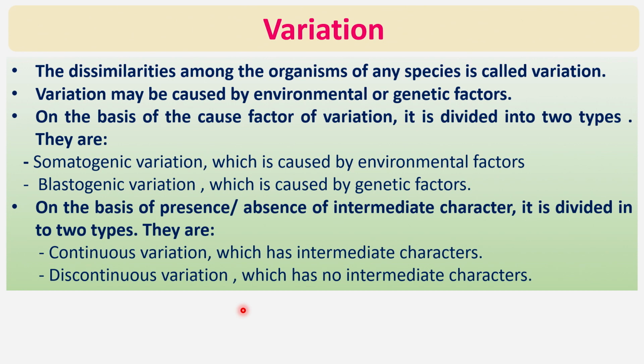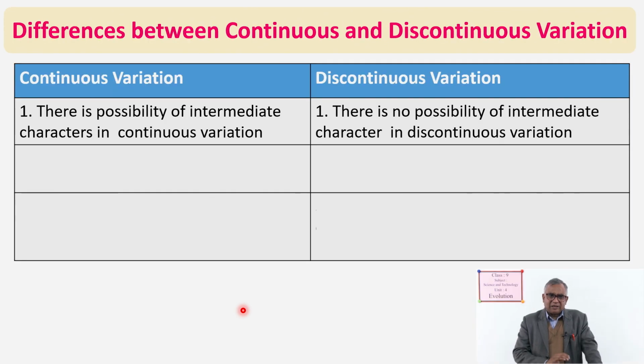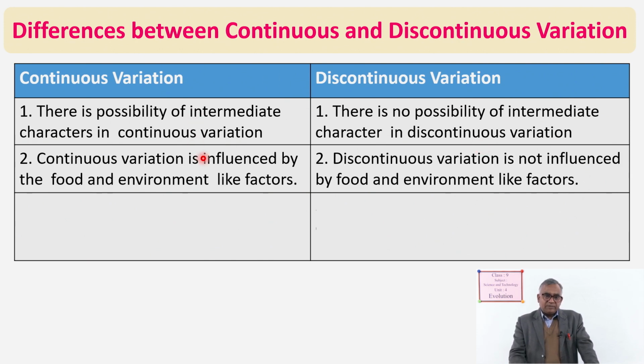Okay. So variation may be continuous or discontinuous. What are the differences between them? Try to understand. Look here. There is a possibility of intermediate characters in continuous variation, as I explained. There is no possibility of intermediate characters in discontinuous variation. Continuous variation is influenced by factors like food and environment.